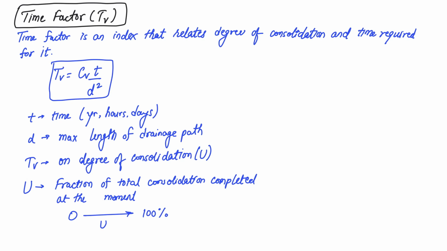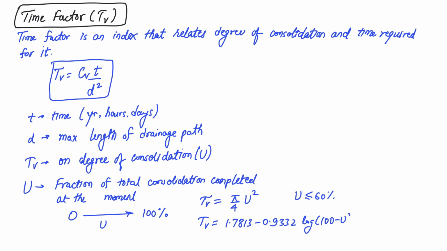And the value of TV that depends upon the degree of consolidation is given by pi by 4 into u square, if the value of u, the degree of consolidation, is less than 60%. Whereas the value of TV is given by 1.7813 minus 0.9332 into log of (100 minus u), if the degree of consolidation is more than 60%. Now, this is about the value of TV.